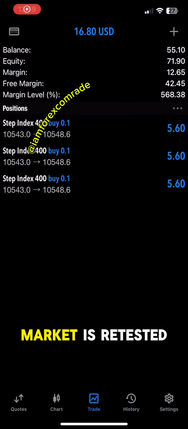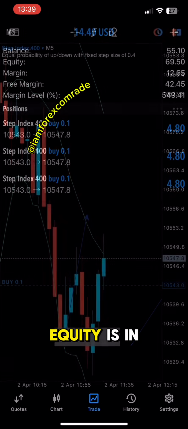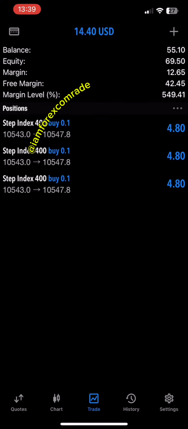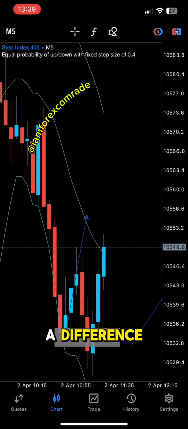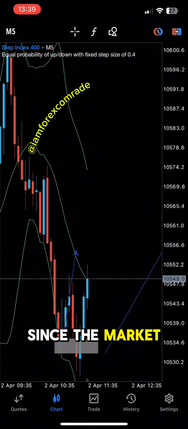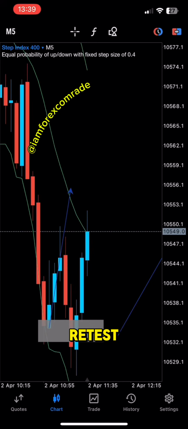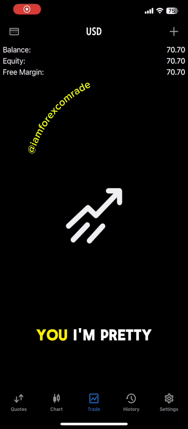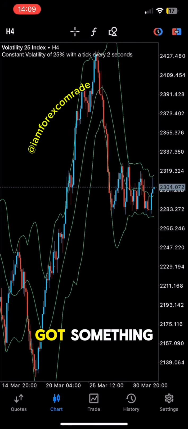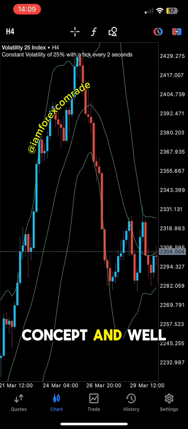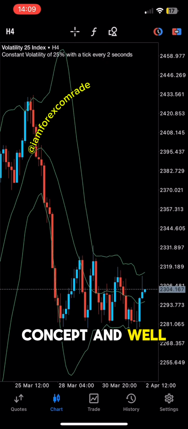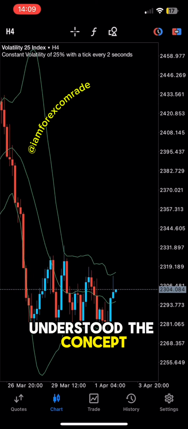And then the market retested. As you can see now, our equity is at $55, which is so devastating, because the profit didn't really make much of a difference since the market first did a retest. But however, I'm pretty sure you understood the concept, at least you understood the concept.